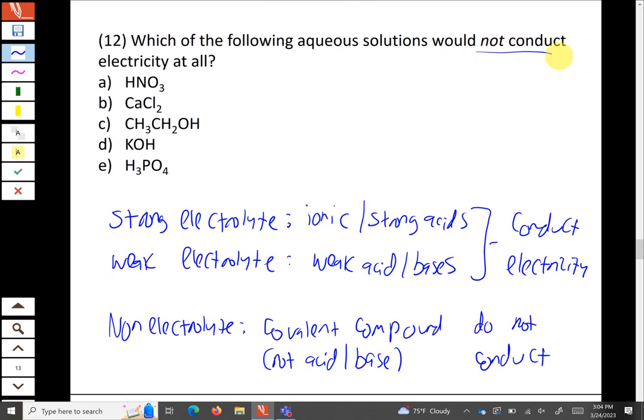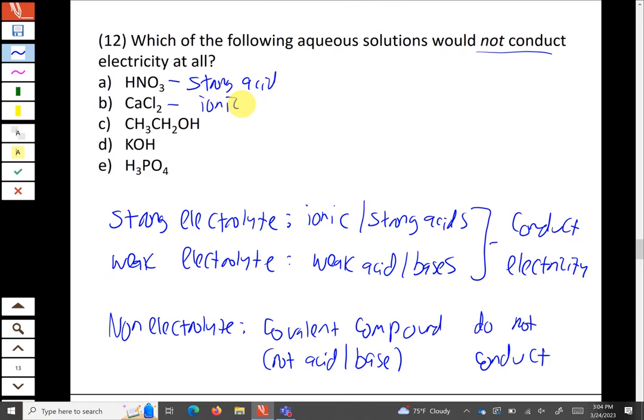So HNO3 is a strong acid, so it's going to be a strong electrolyte. So that one would conduct electricity in water. Calcium chloride is an ionic compound and it is soluble. So if we dissolve that in water, it will break up into calcium ions and chloride ions and conduct electricity.